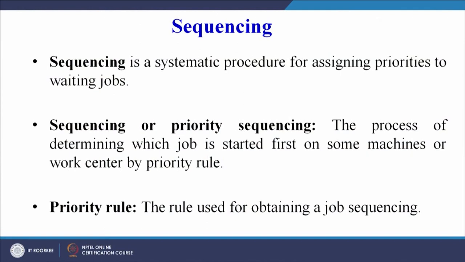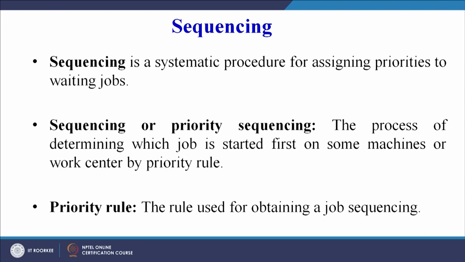Now, sequencing is a systematic procedure for assigning priorities to the waiting jobs. So that is what, as I have taken an example of a queue in a bank. That is one example where the sequence is followed, and one after the other, the customers are served by the banking official. Similarly, there can be a series of jobs waiting to be processed on a work center.